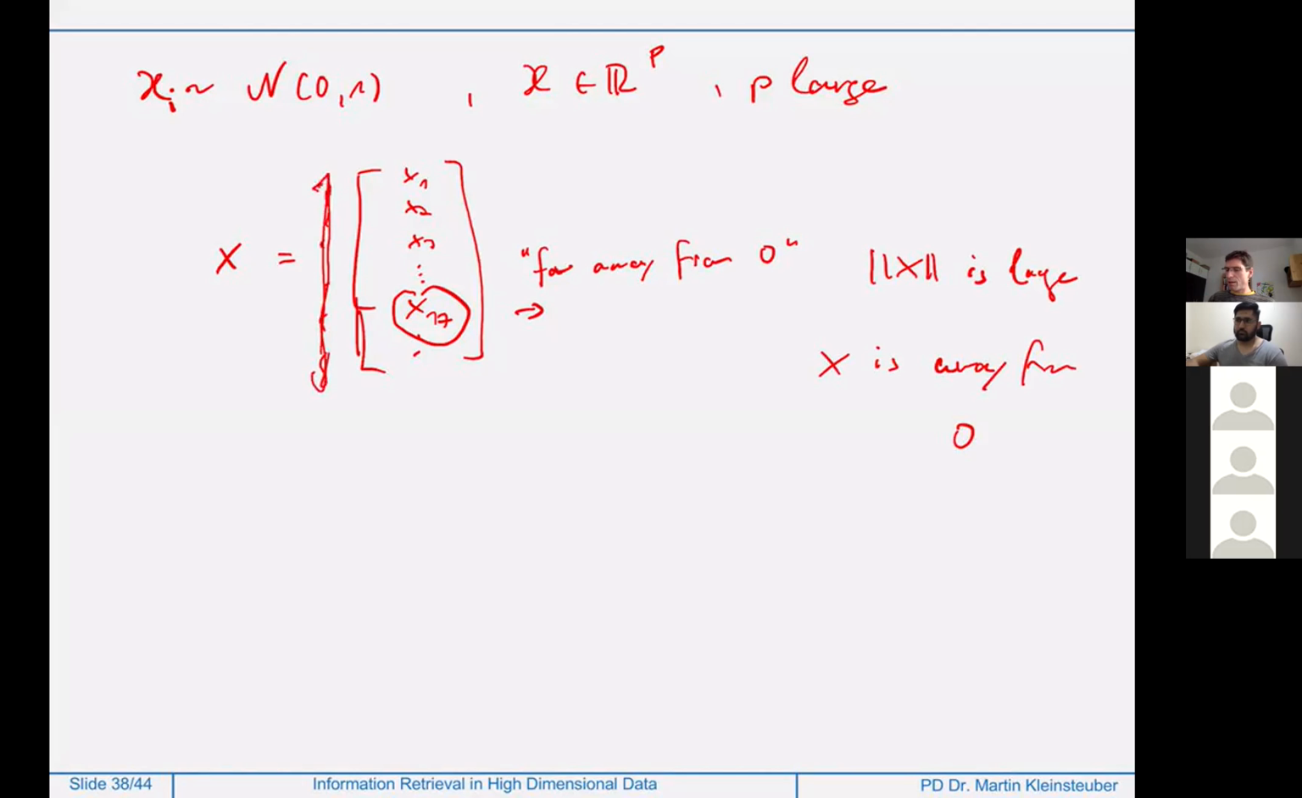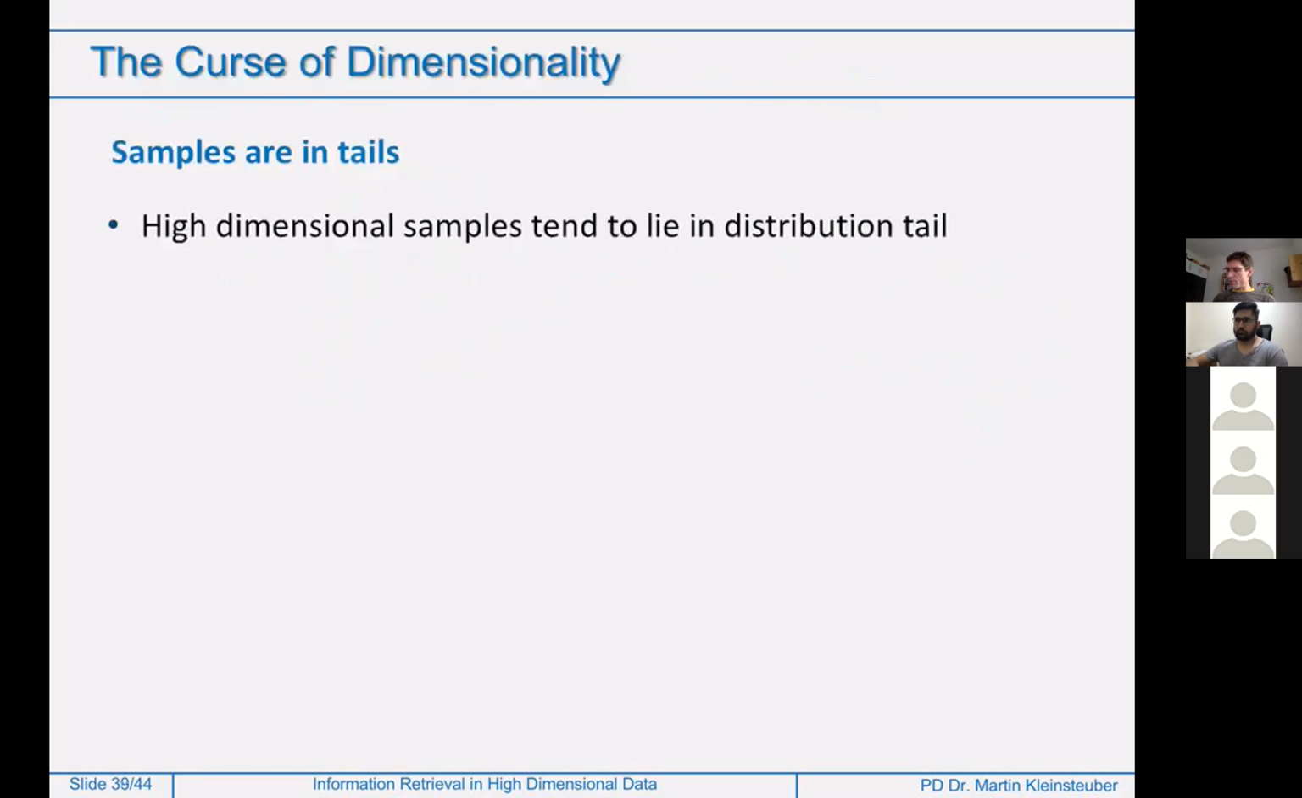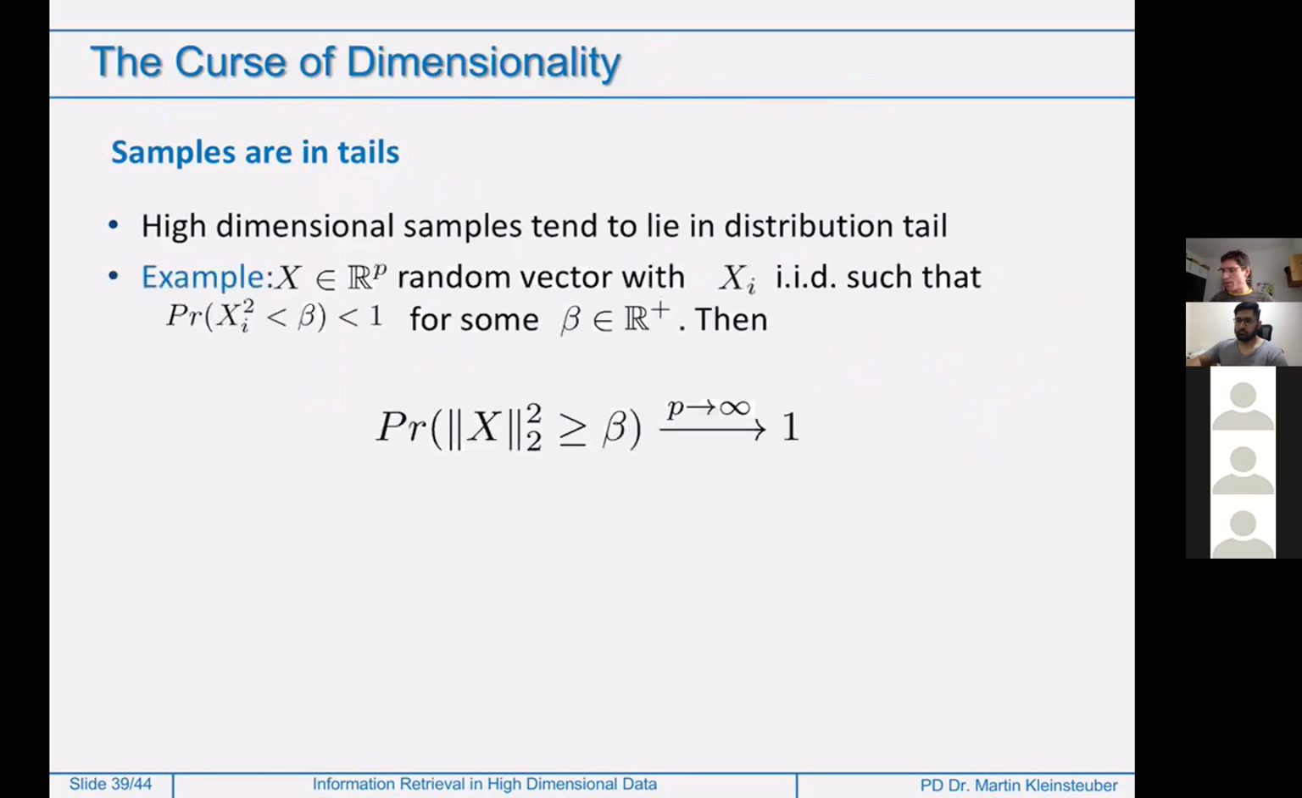I mean, this is a hand-waving argument, but you somehow can grasp it, that if you have p independent realizations of your components, then with very, very high probability, one component will be so large that it deviates completely from the mean of the whole vector, and that it lies outside. We can formalize that, and that's what we've done here. So in high dimensions, samples tend to lie in the distribution's tail. So this is somehow counterintuitive if you look at the one-dimensional example, but in high dimensions it is like that.